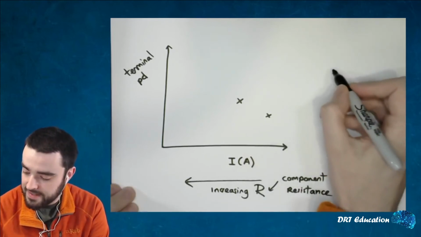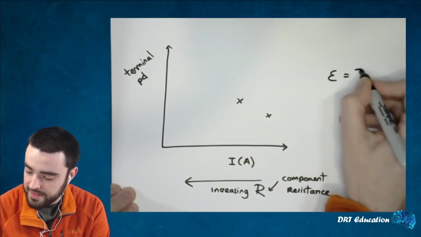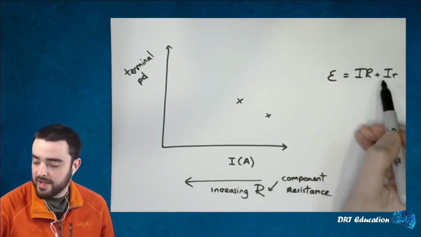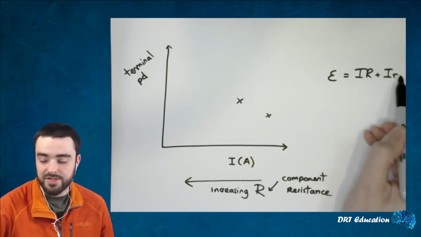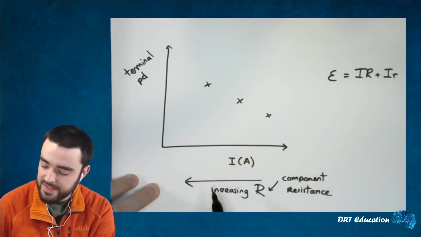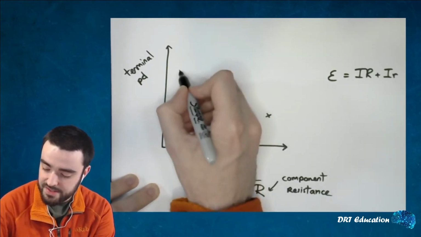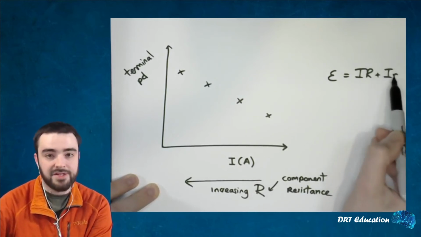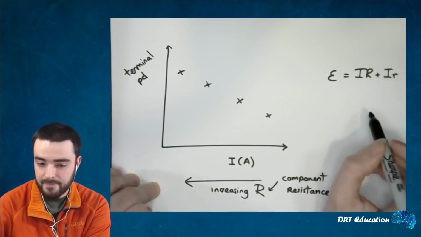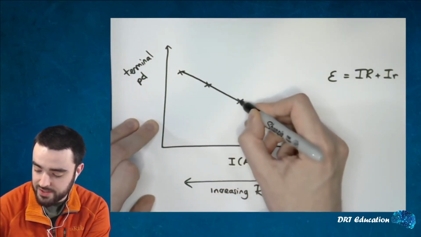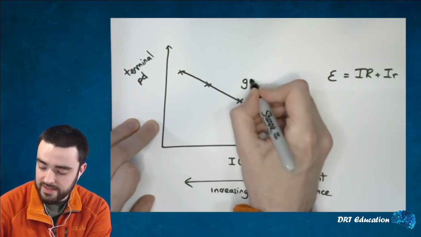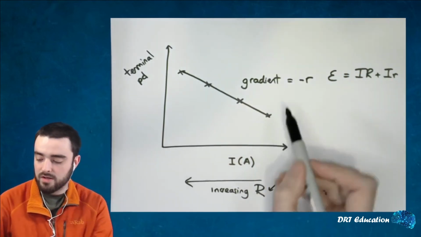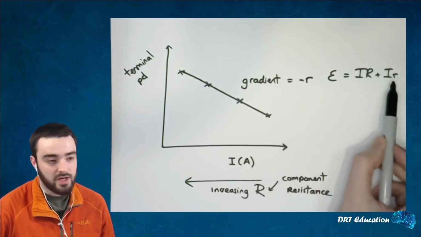Because if we think about it, that is equal to IR plus Ir. So the bigger the current, the bigger impact this component is going to have. But if we increase the resistance, we're going to decrease the current, which is going to decrease the amount of energy that's being supplied to the internal resistor. And if we plotted those together, we would get a straight line where the gradient would be equal to minus r. So that's minus the internal resistance value.